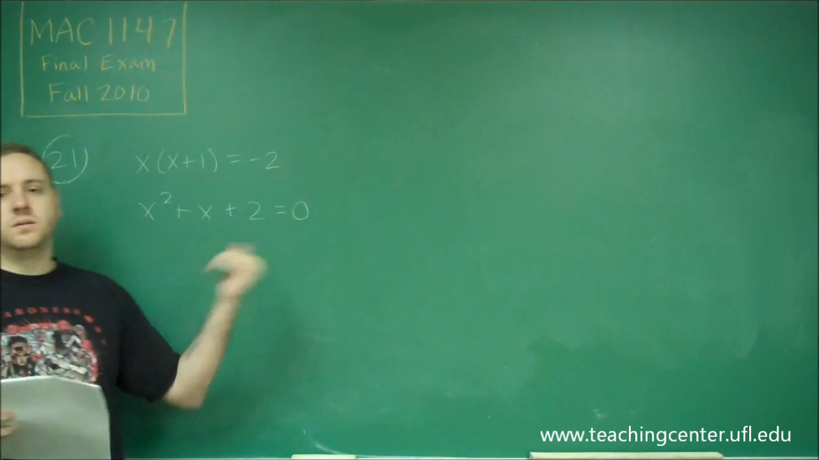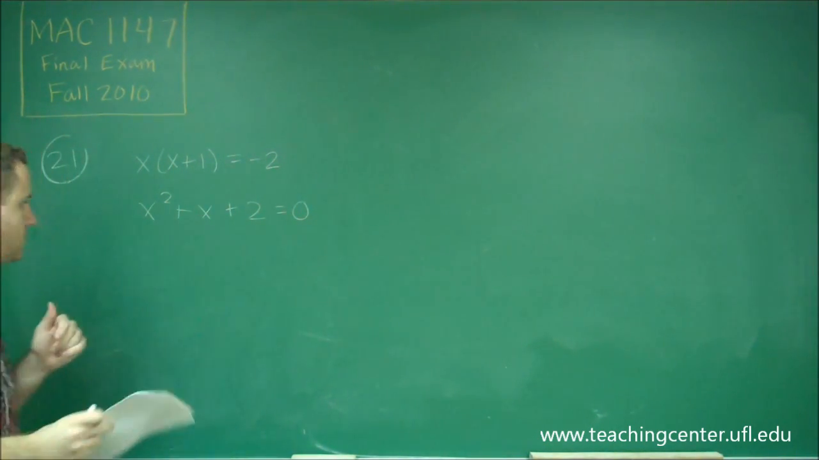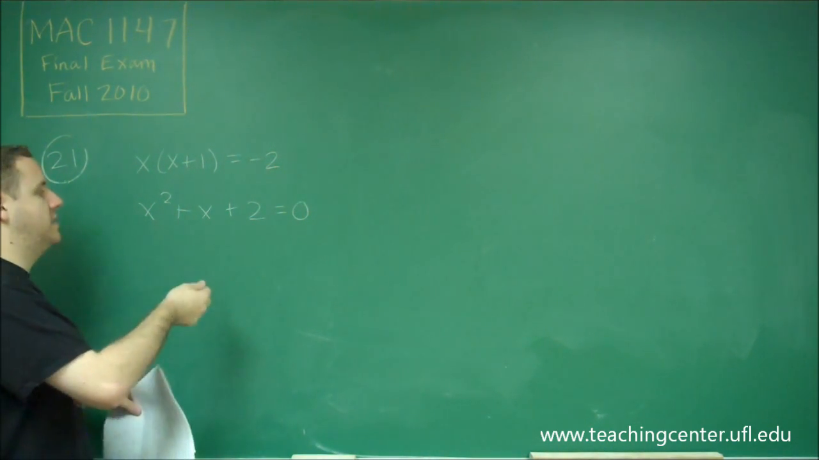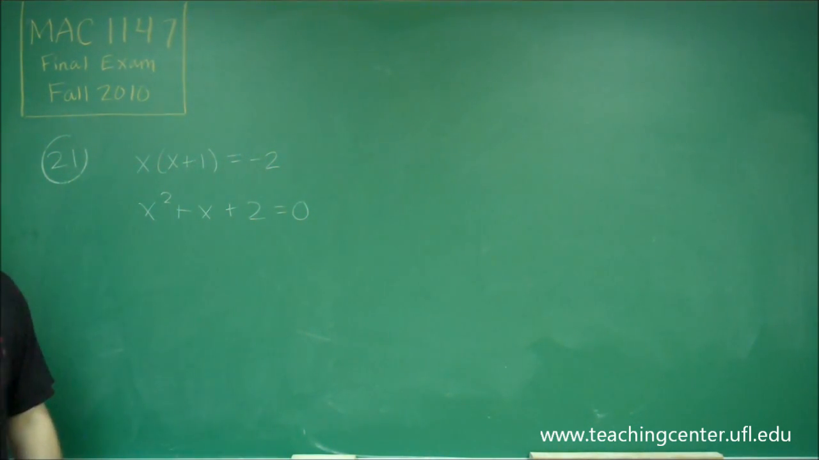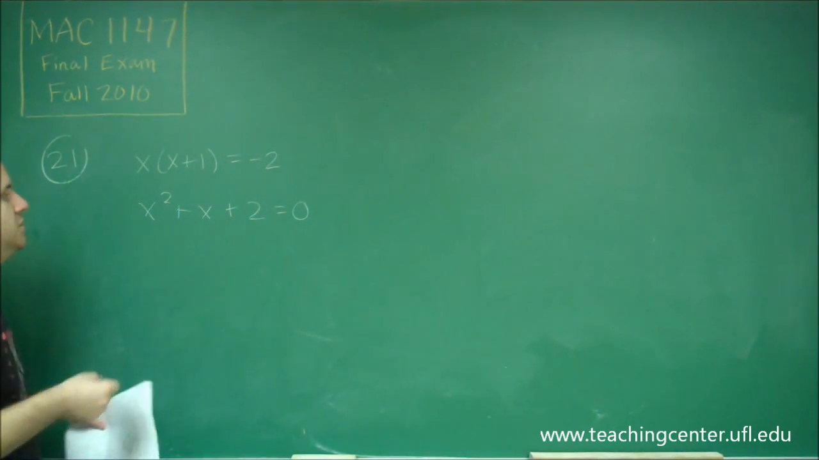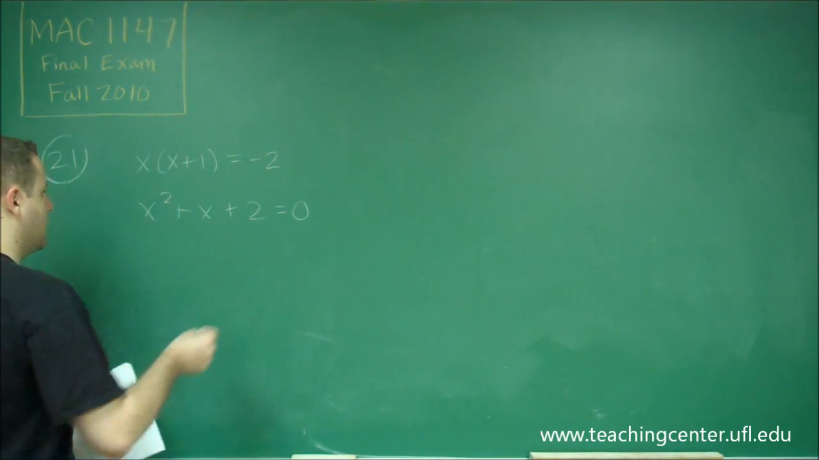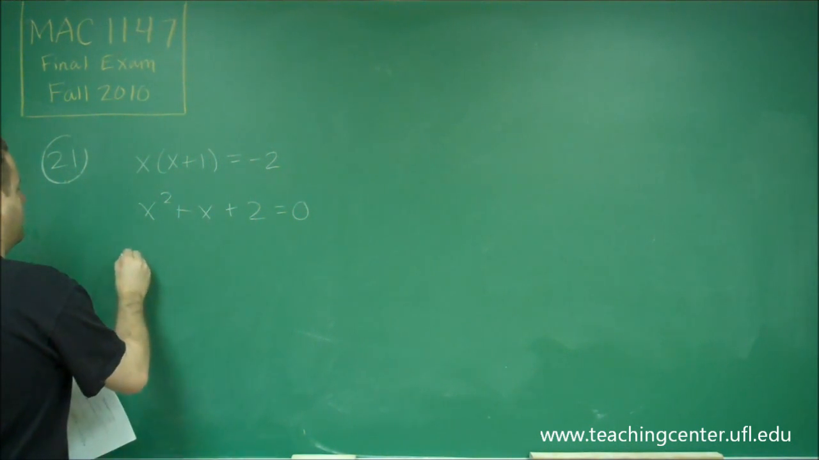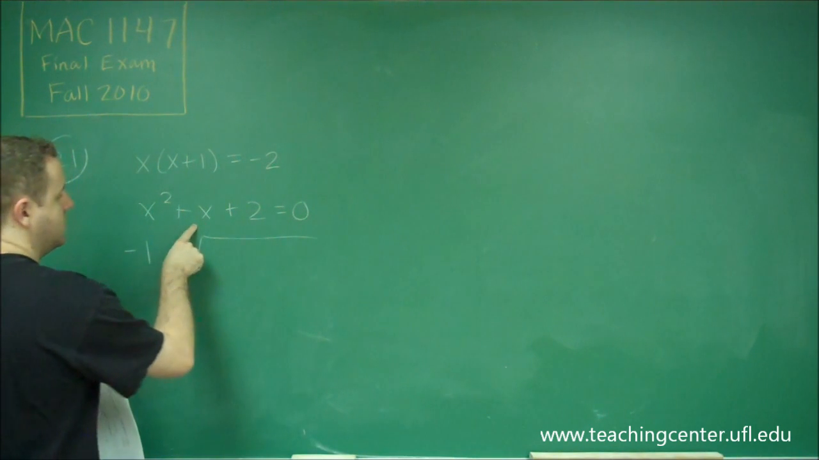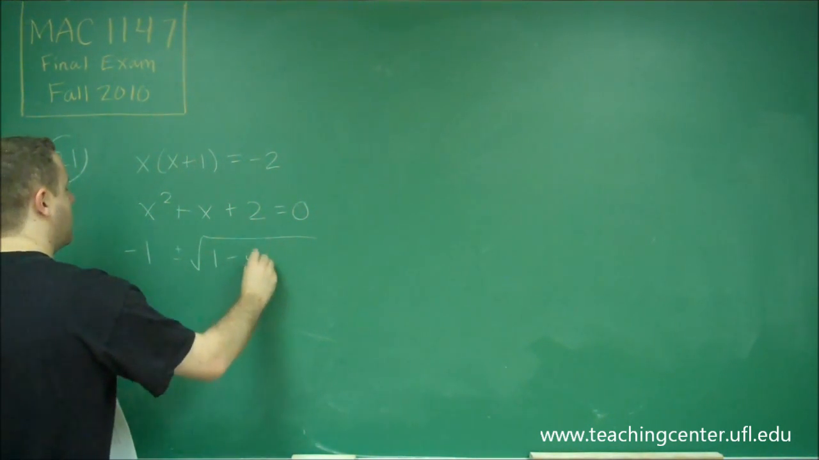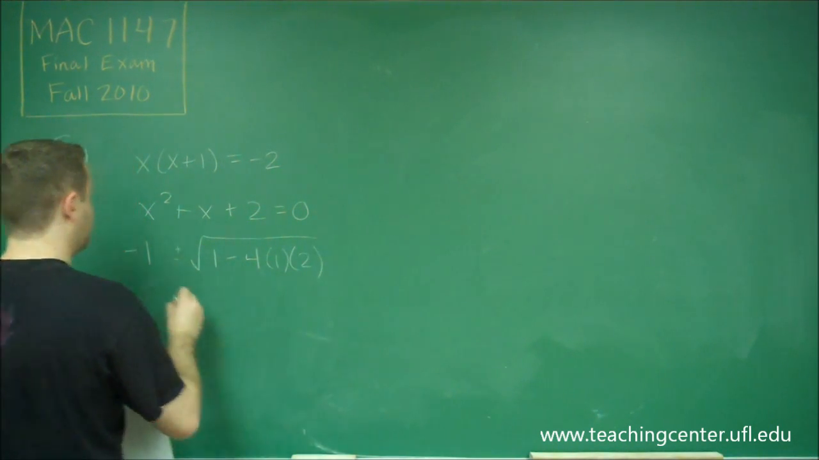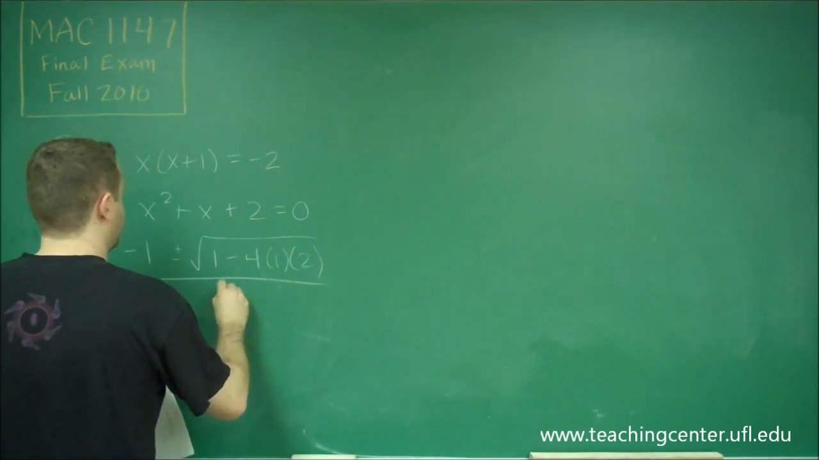So now we have a quadratic equation. What we need to think about is, could we factor this? Well, this is not going to work by our standard conventional means here, so we're going to need to use the quadratic formula. The quadratic formula will give us negative 1 plus or minus the square root of b squared, which is 1, minus 4 times 1 times 2, all over 2a, which would just be 2.